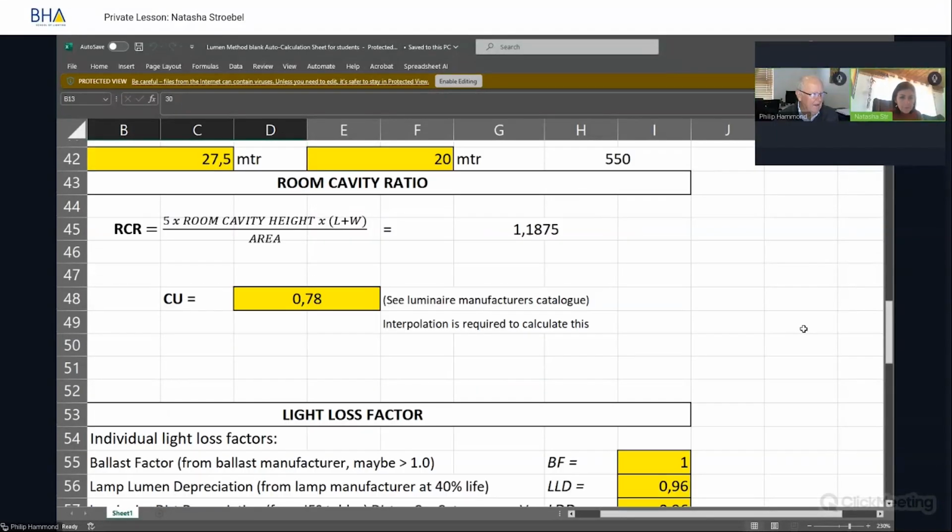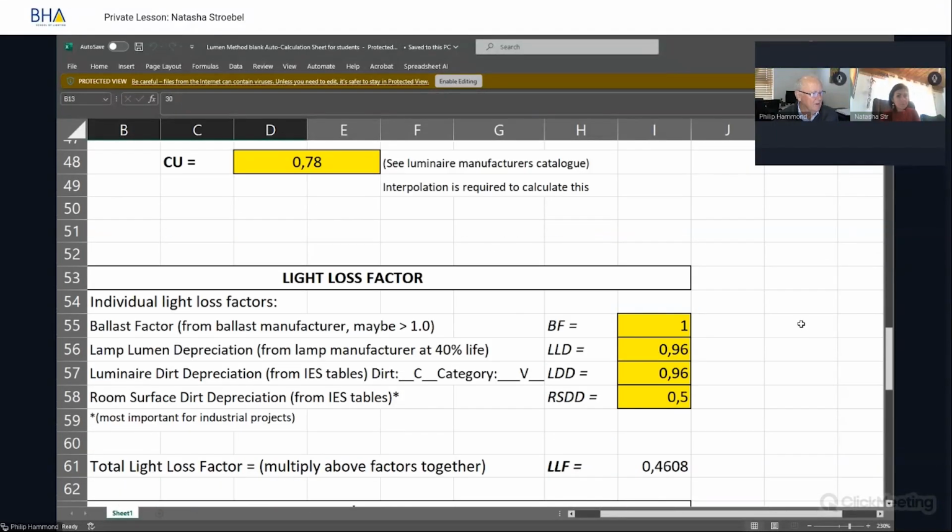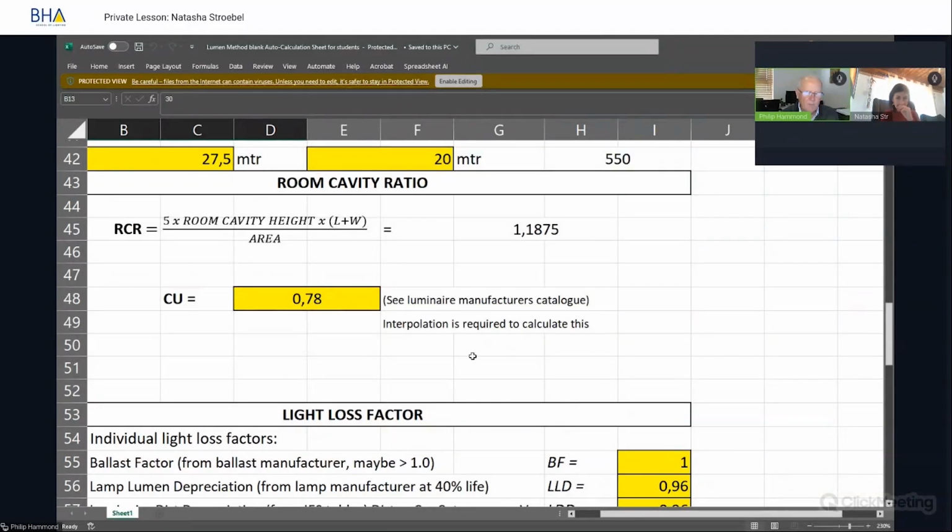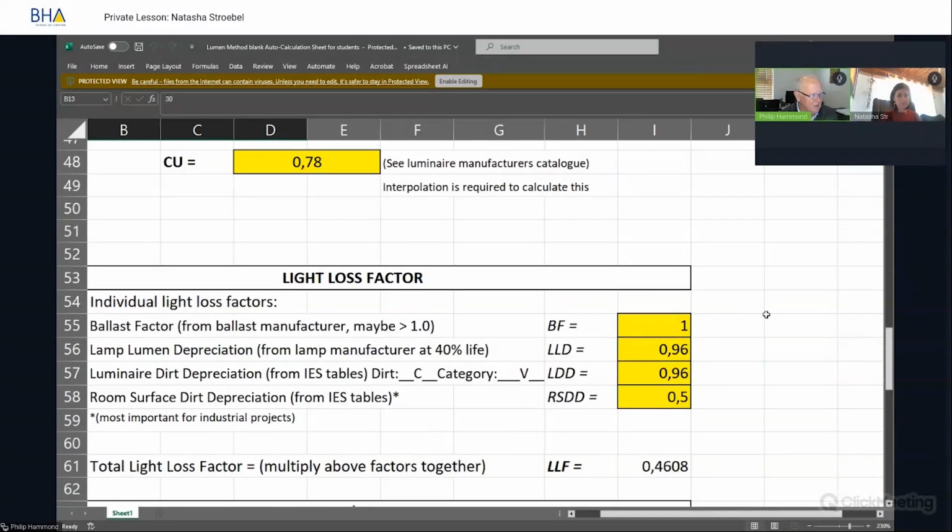All right. Now we've got to do that calculation, but I'm not going to talk about it now because that's a set exercise I'm going to teach you. So we do the exercise, it comes out, and there we get our coefficient of utilization, and now we have to enter the light loss factors.